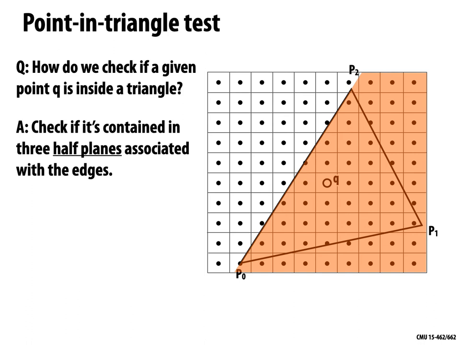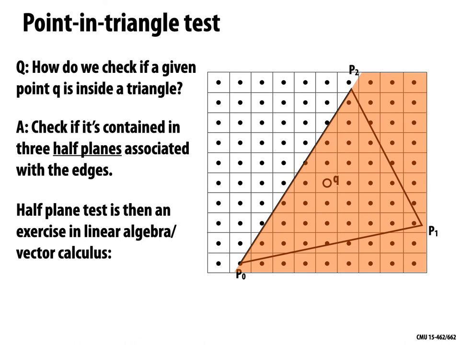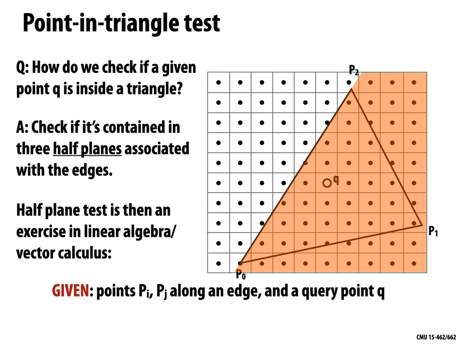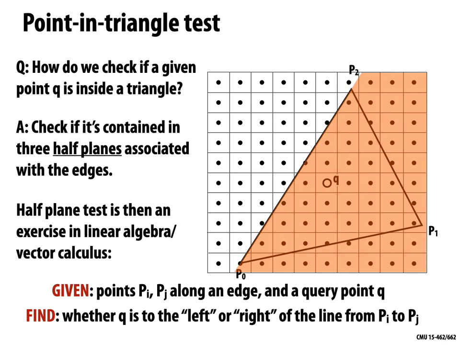Well, that's just a little exercise in linear algebra and vector calculus. Given two points, Pi and Pj, along an edge, and a query point, Q, how do I determine whether Q is to the left or the right of the line from Pi to Pj? Now, you have to be really careful here, because you have to think, okay, well, which side is left and which side is right? You have to make sure you get the order of Pi and Pj right. Also, you probably have to think carefully about the edge rules. If I'm exactly on an edge, what should I do? Okay? But that's what we do to test just a single point, just a little calculation.